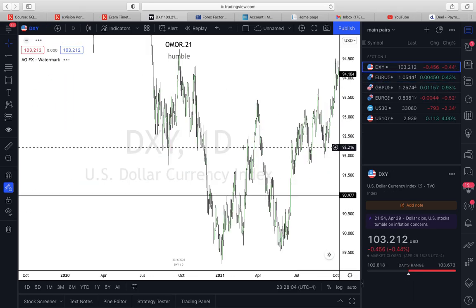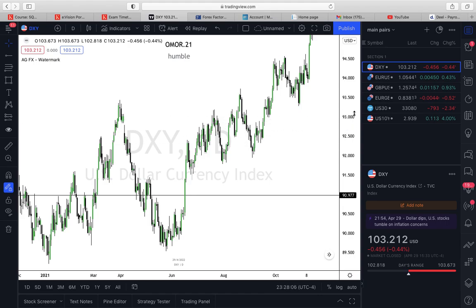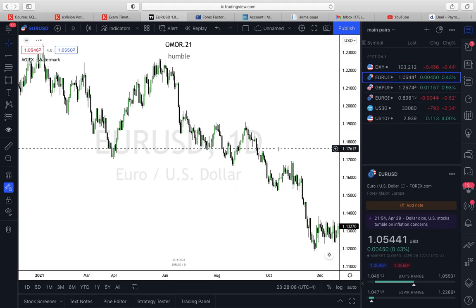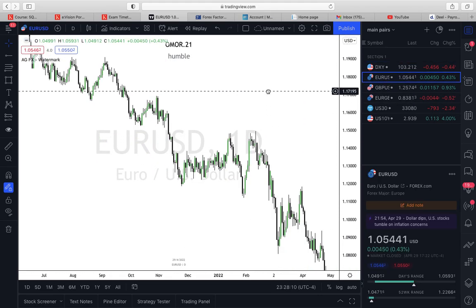What was it, DXY? Okay, so you see here, look at this range, all of it, the manipulative move, both ways. The whole reason why it's called seek and destroy is that it does not let anyone be profitable within the market. Buyers, sellers, every stop loss possible here was hit.